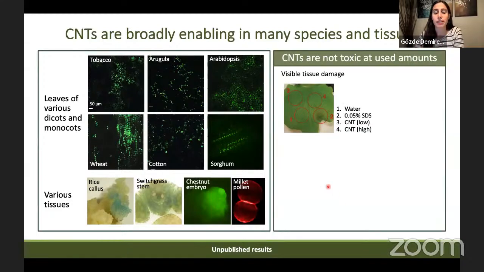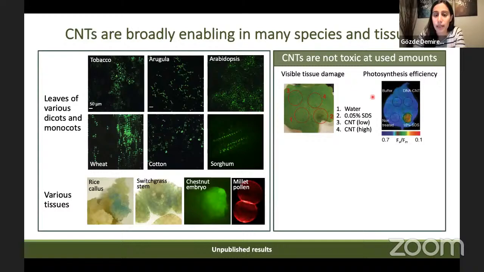Also, I want to mention that at the concentrations we use them, they are not toxic to the plants. So here we are looking at a leaf that was infiltrated with water, 2 different amounts of carbon nanotubes, and as a positive stress control, we infiltrated SDS. So we could see that the SDS area is having tissue death and necrosis, but the carbon nanotube areas are visibly fine.